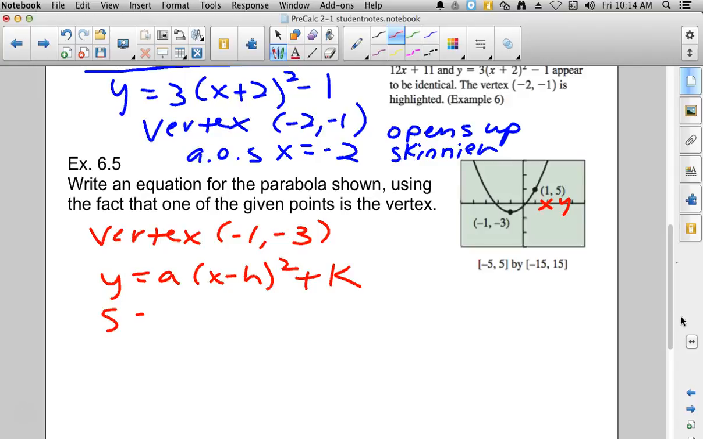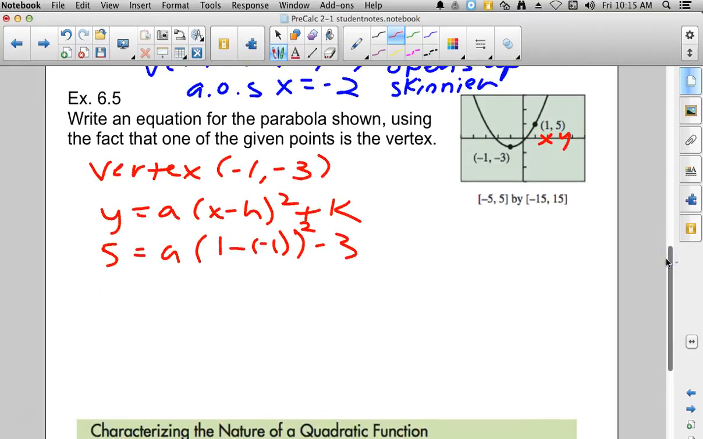So 5 equals a times (1 minus -1) squared plus -3. I'm just going to make that a -3 right away. I probably would have normally made that 1 minus -1 right away too, but I want everybody to see the steps. So we're just putting in h and k and x and y, and we're going to do some math. Well, 1 minus the -1 is 2, and 2 squared is 4. So 5 equals 4a minus 3.